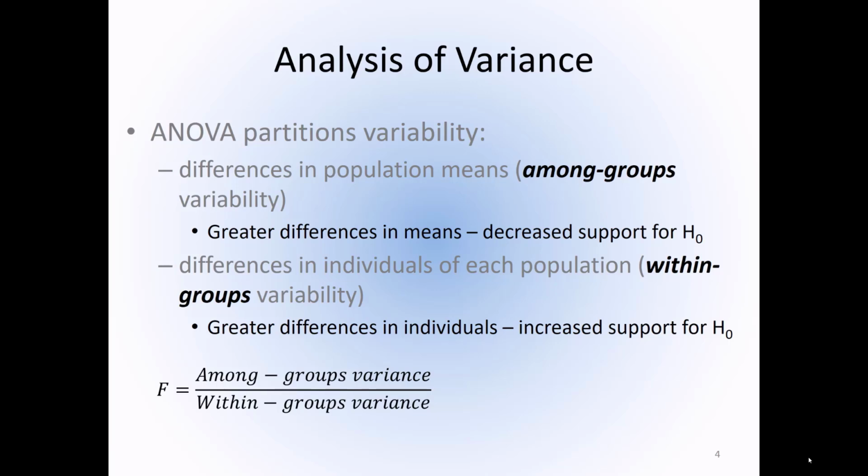So in order to discern if we should reject or support our null hypothesis, we're going to use an F value similar to our F test, but the data that goes into this particular calculation is going to be a bit different. And our F value is going to be based on our among group variance divided by our within group variance. So we're looking at different variances here, but they're going to come from different respective locations.